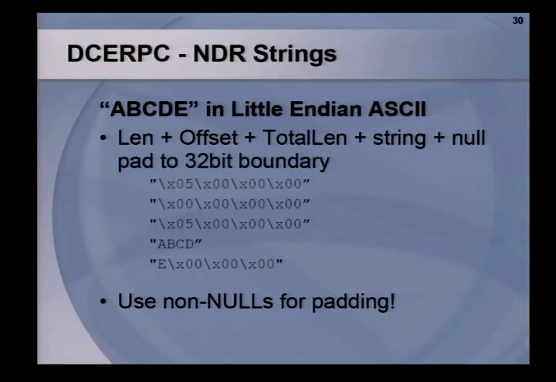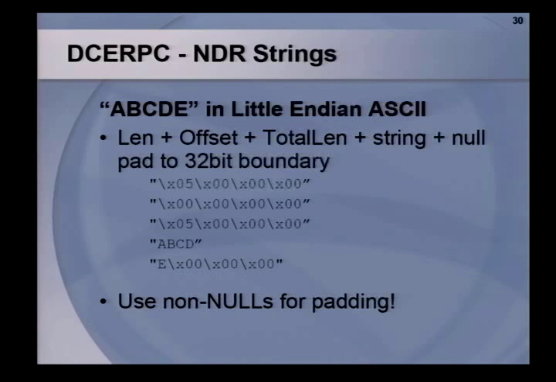So you set, I'm sending 5 bytes. Then you send your offset to your data. Most of the time it's sent as 0, but you can also increase your offset and add in additional junk. And then you send the total length of your data, so if you have an offset, you increment that as well. And then you null pad your data to the 32-bit boundary, because NDR is designed to be more portable. And then you're supposed to use nulls for the rest of your padding.